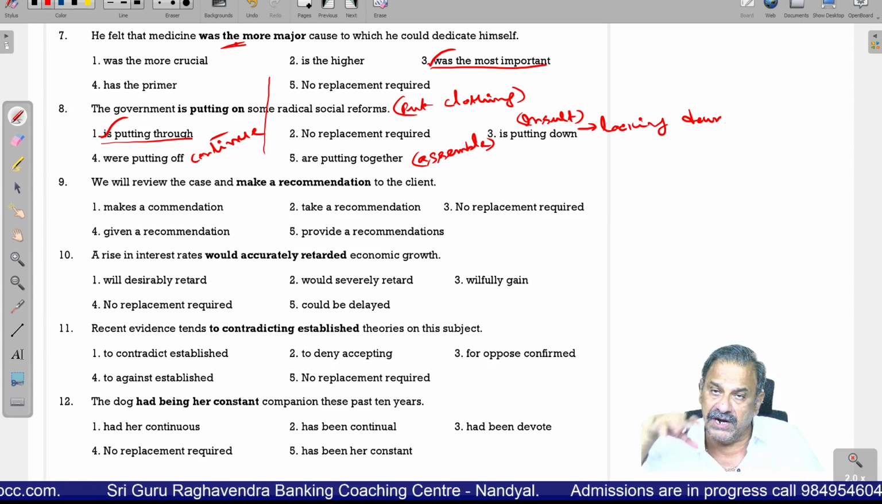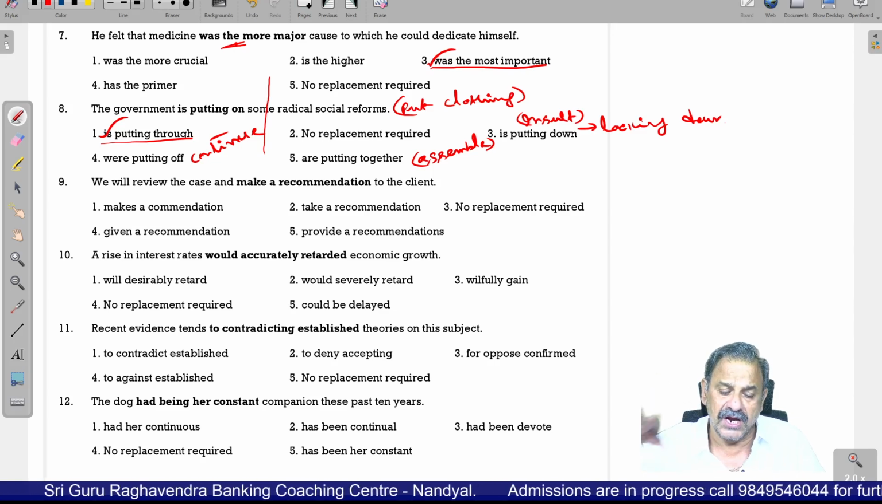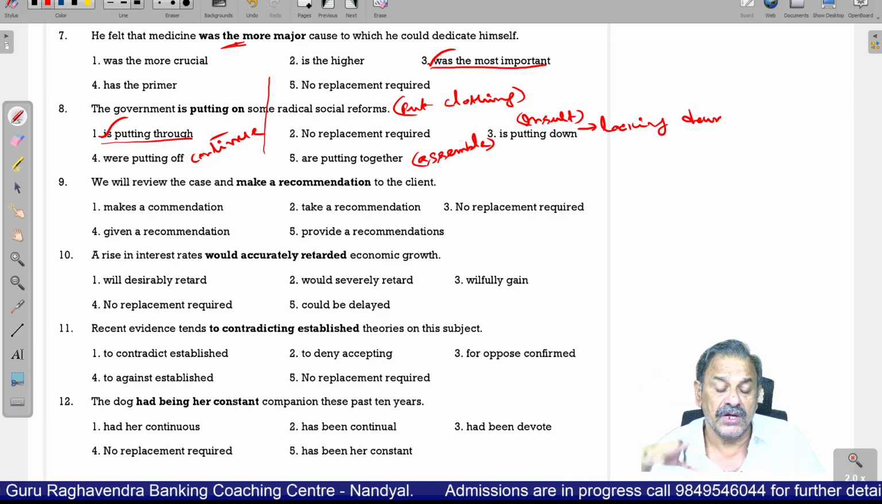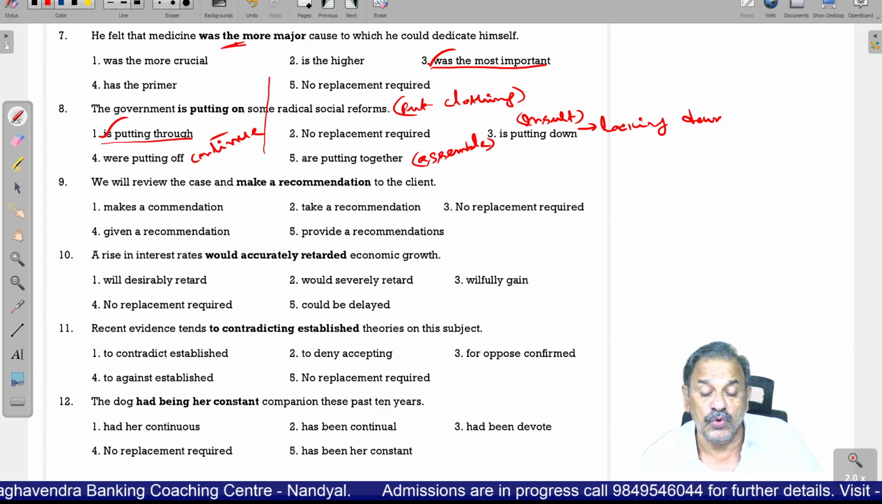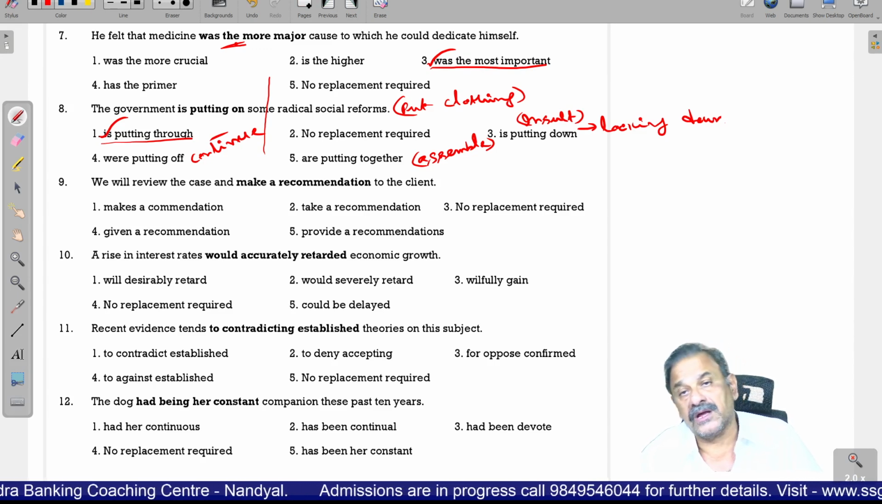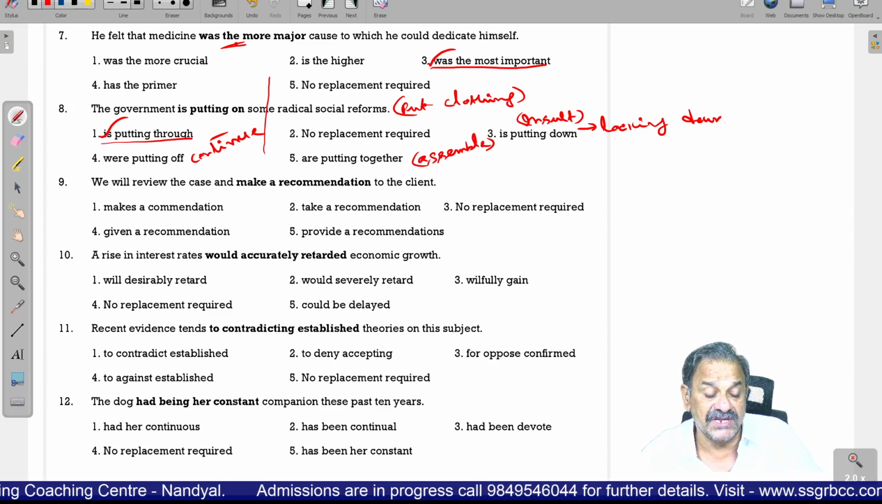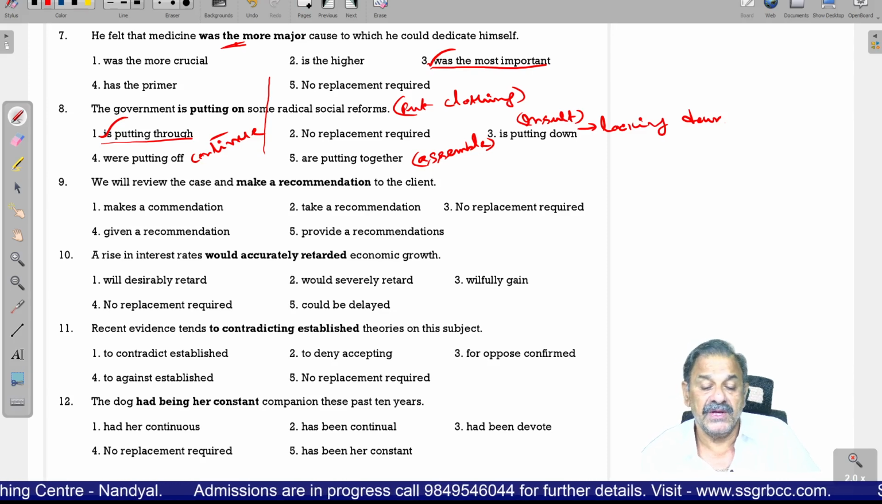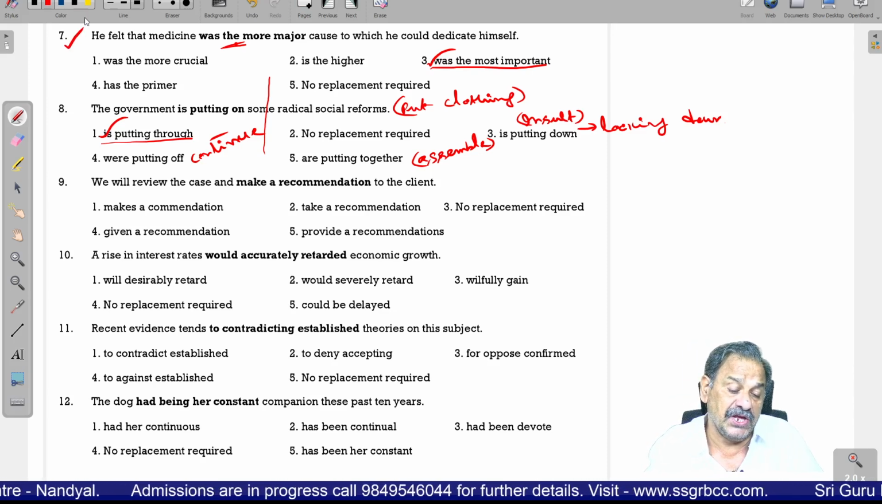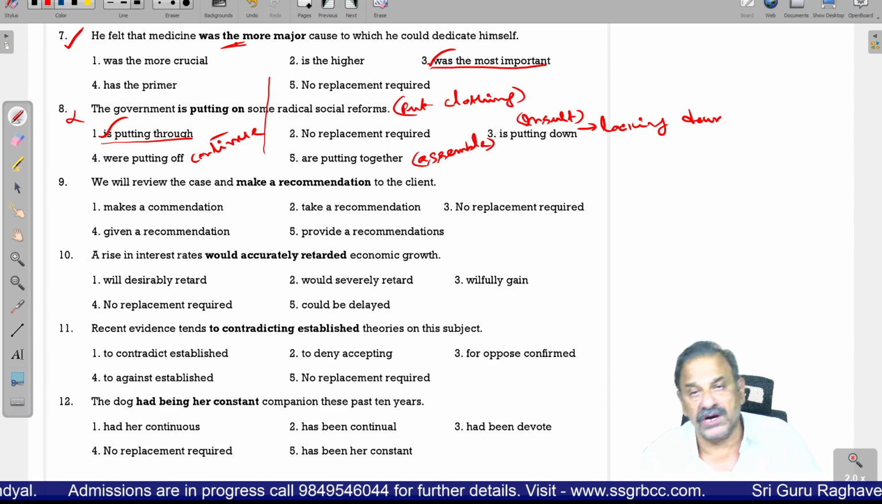So the government is putting through some radical social reforms. So which option is correct? First option is correct. So I think it is very easy. This one is somewhat difficult.